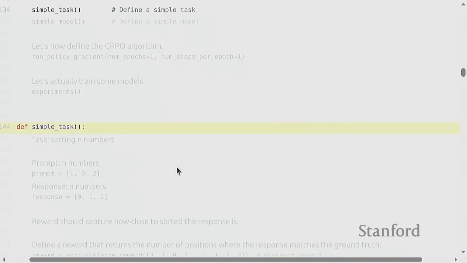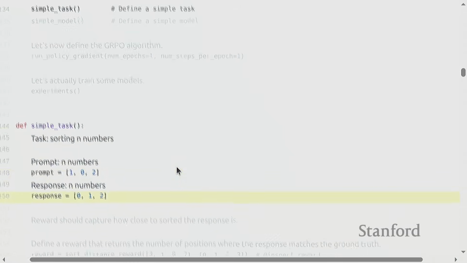I wanted something simple enough that I can actually train a very simple model on my laptop. Running a language model transformer wasn't going to happen, since I don't have a fancy laptop. So here's a simple task: sorting n numbers. The prompt is n numbers, and the response is n numbers that are hopefully sorted.